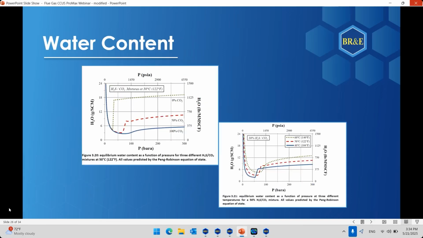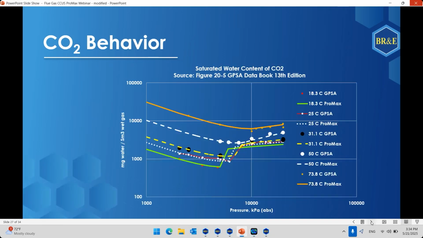Now, if we look at how the water content changes, you can see that as the pressure goes up, water content goes drastically down. At one point, you can see that there is a sort of minimum, and then the water content goes up again. You can see it on this graphic, and it's also affected by the temperature. It's very important to model this minimum correctly.